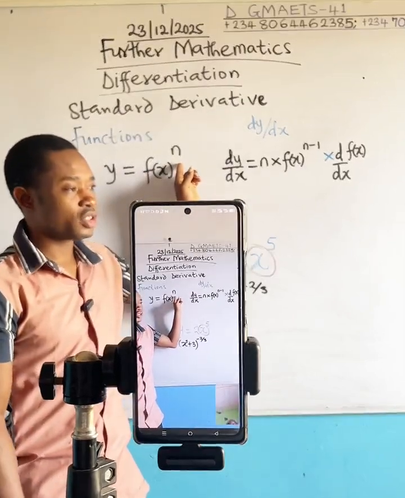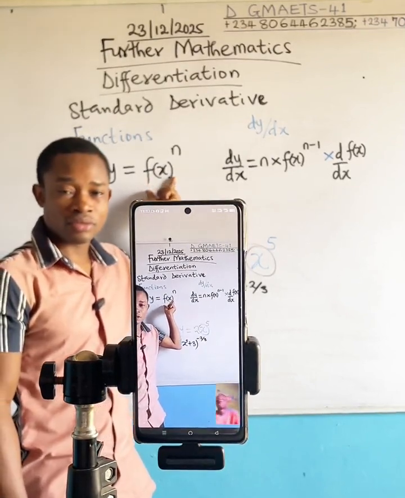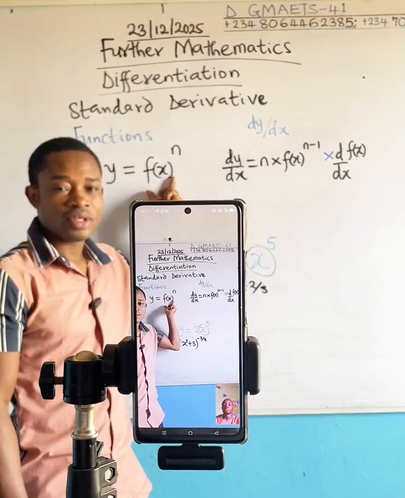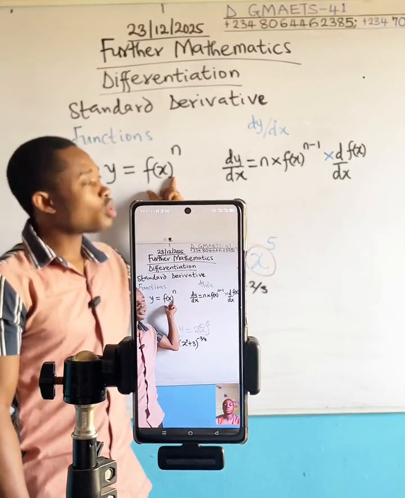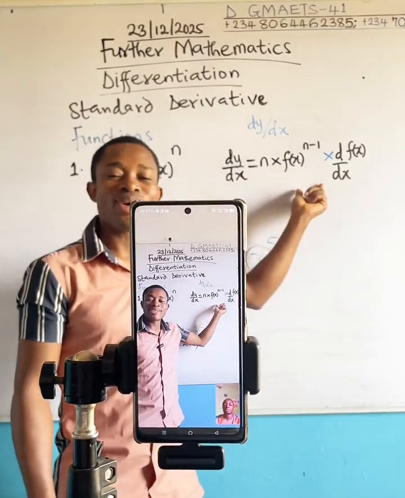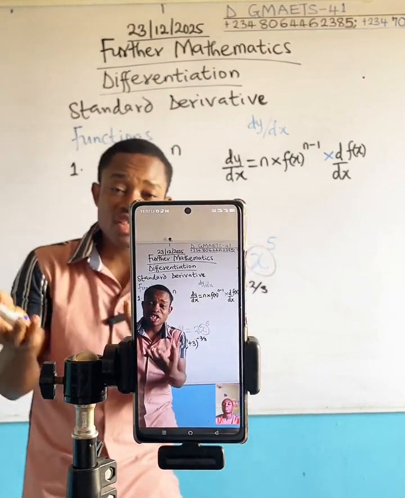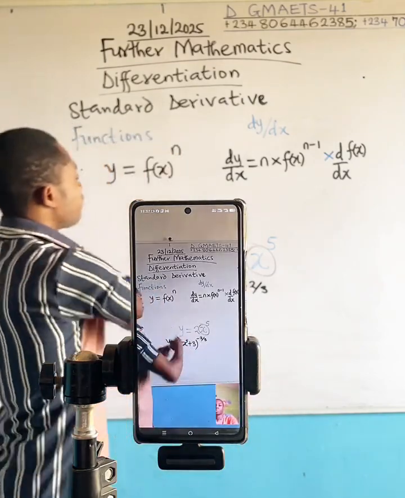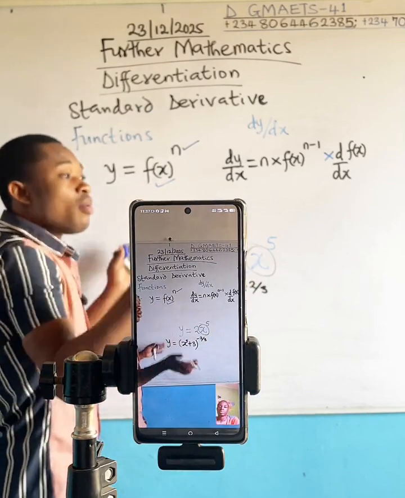Then this, I will call it a minor function. So differentiation is all about: differentiate the minor, differentiate the major, multiply both of them. I repeat, differentiate the major, differentiate the minor, multiply both of them.